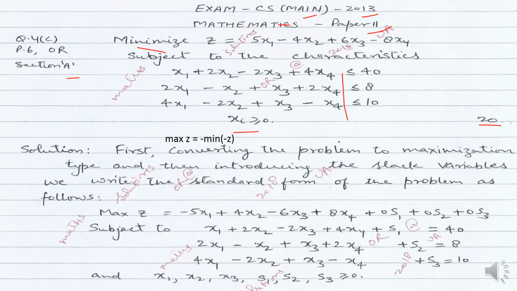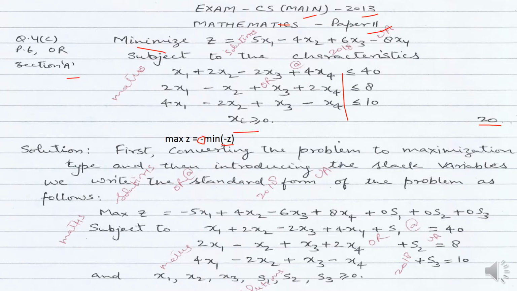Second, we can convert this into a maximization problem with the help of this formula: maximize z is equal to minus min of minus z, and then solve it as a maximization problem. So let's do it using this one. What I do here is add this minus sign at the end of the problem. This minus z we are incorporating.